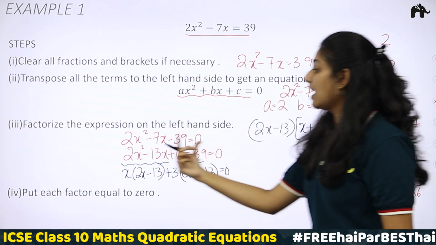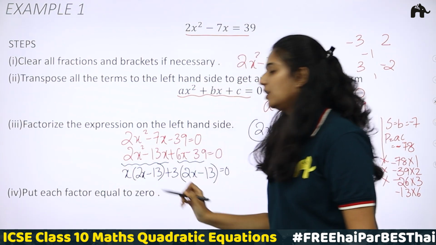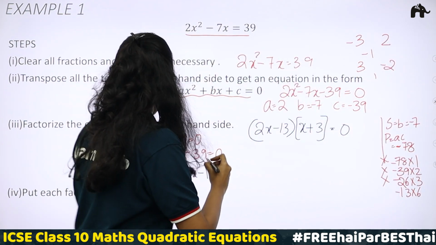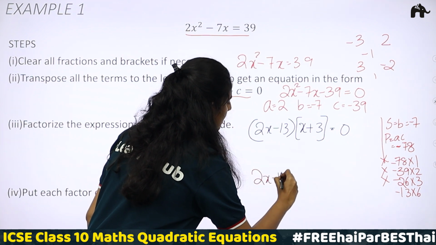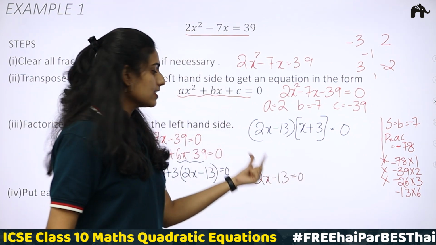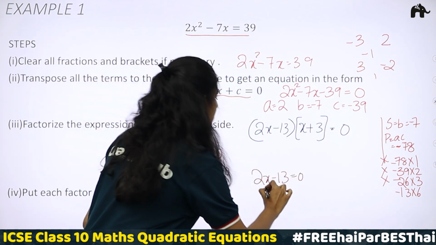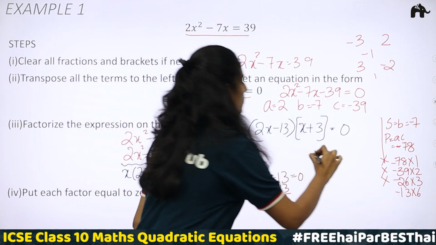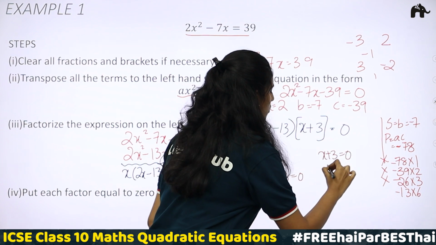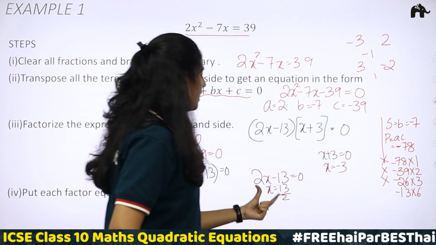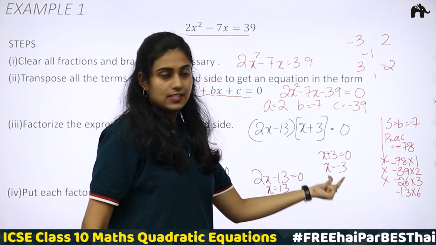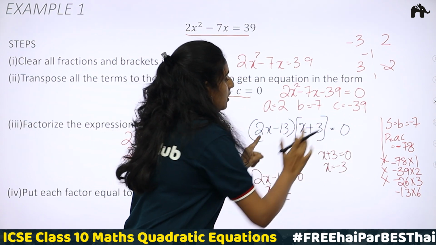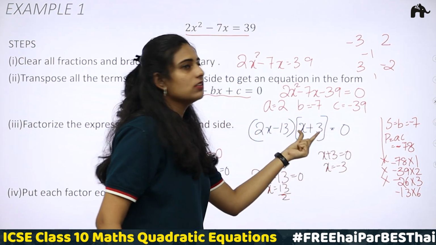Here we will be doing the last step, that is, put each factor equal to 0. This is the first factor and this is the second factor. When I put the first factor equal to 0, 2x minus 13 equal to 0, what is the value of x? 2x will be equal to 13 and x will be equal to 13 divided by 2. If I put the second factor equal to 0, x plus 3 is equal to 0, then x will be equal to minus 3. Now I can find the value of x. I got the value of x from these factors. So here you have to remember one thing: if you are multiplying two numbers and the product is 0, one among these should be 0.